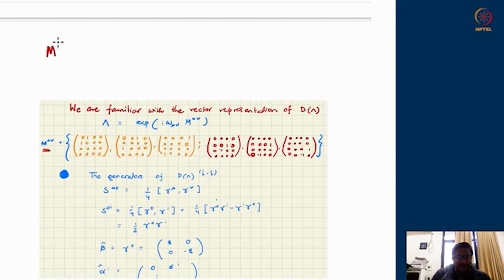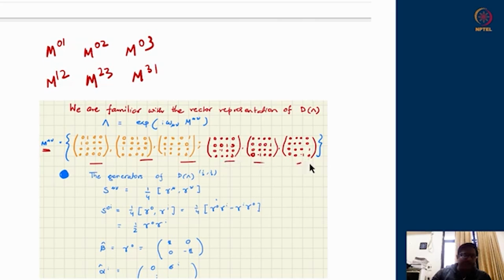Surviving entries are M01, M02, M03, M12, M23 and M31. These are the 6 components which are surviving and they are anti-symmetric. That means M10 is minus M01, M21 is minus M12 and so on. So there are 6 independent components and these 6 are the 6 matrices.